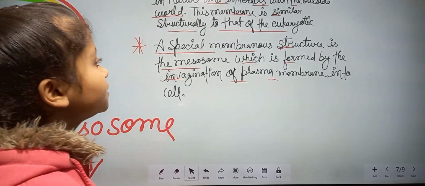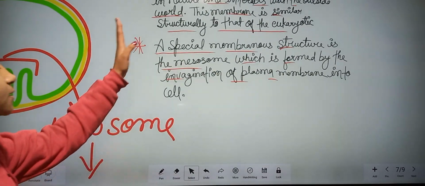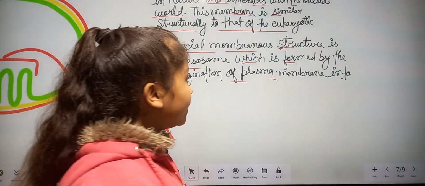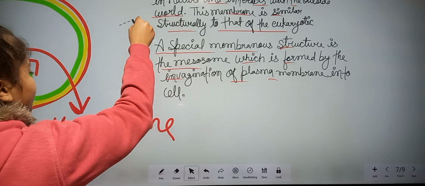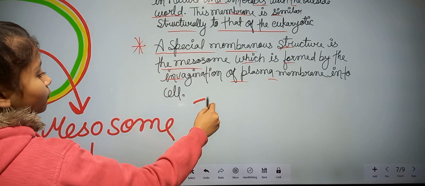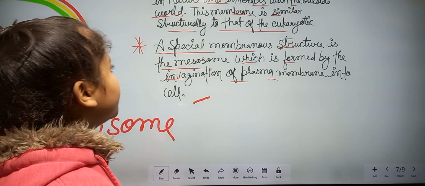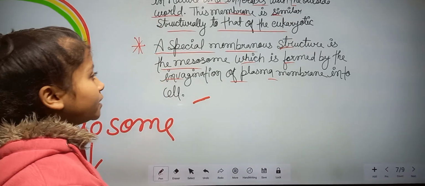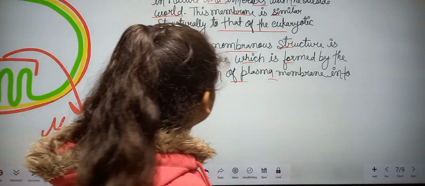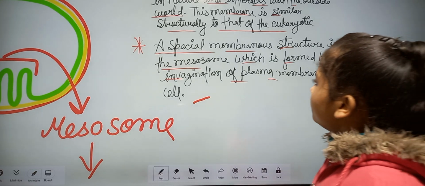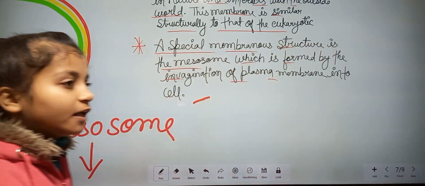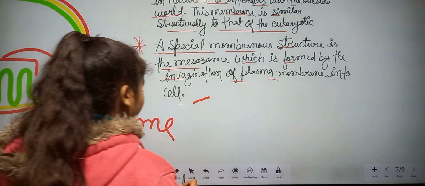A special membranous system. These are 2 points about the plasma membrane. This point is related to the eukaryotic cell and this point is related to the prokaryotic cell. That's why it is written here that a special membranous structure is the mesosome, which is formed by invagination. Invagination means a finger-like structure of the plasma membrane in the cell.